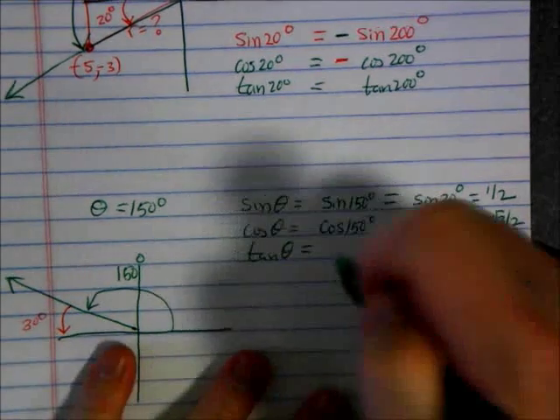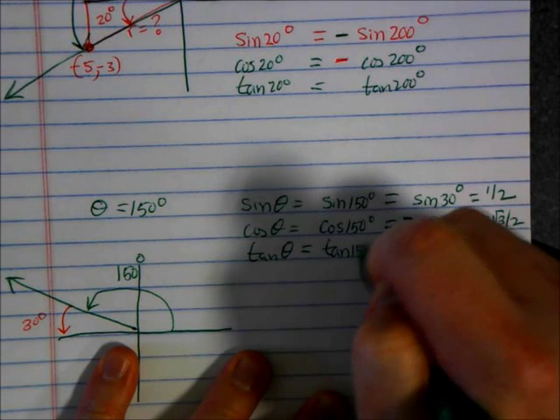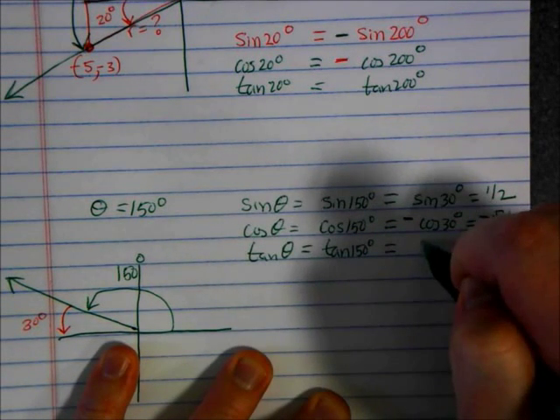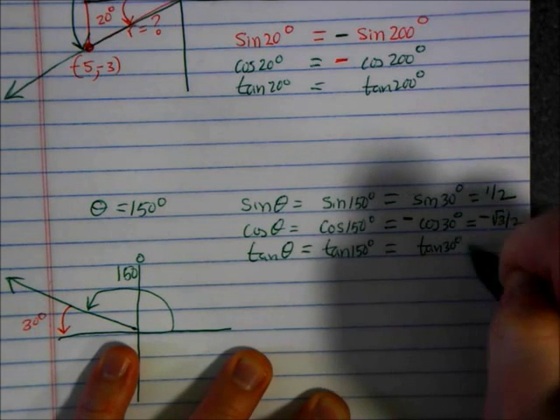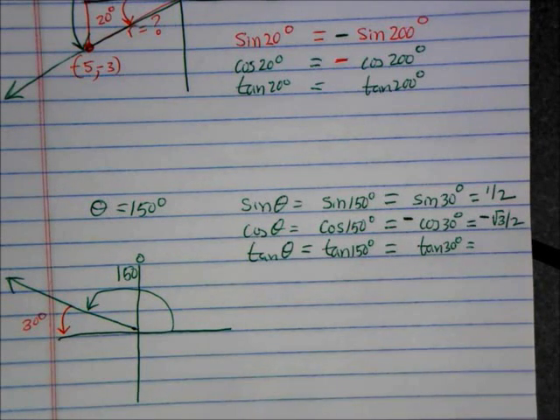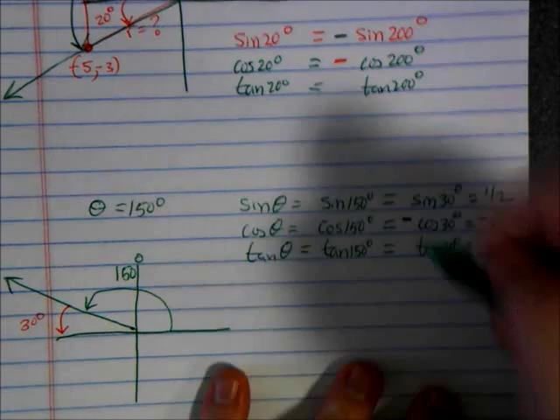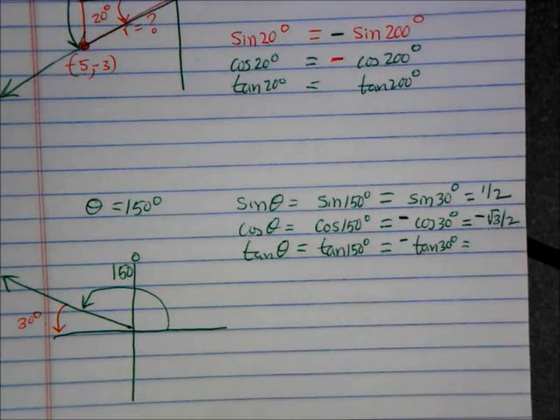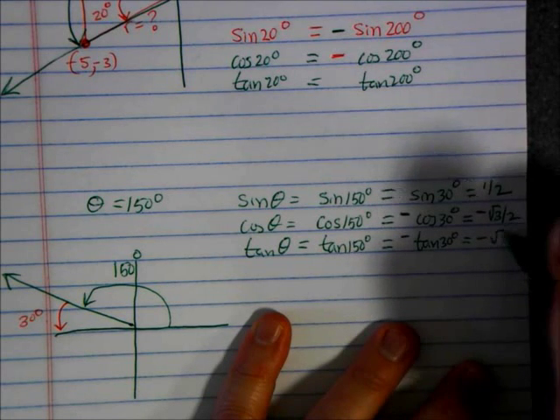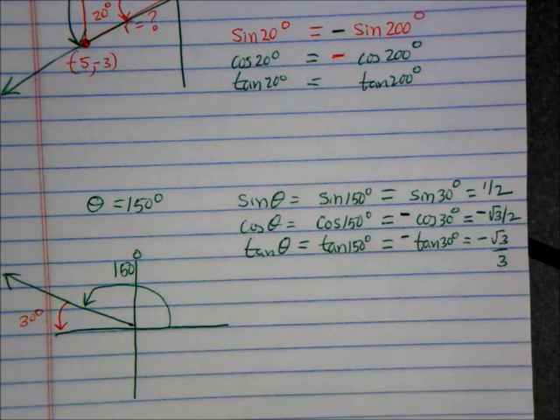It is negative square root of 3 over 2. Cosine of 30 degrees is square root of 3 over 2. Finally, tangent of 150 degrees would be exactly the same as tangent of 30 degrees. Do I need a minus sign? Yes, because tangent is negative in quadrant number 2. Tangent of 30 degrees final answer is negative root 3 over 3. Tangent of 30 degrees is root 3 over 3, and I need that minus sign.